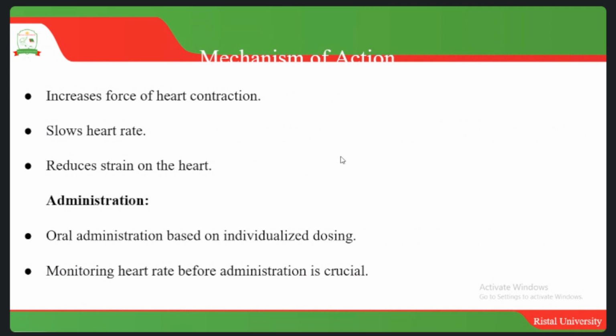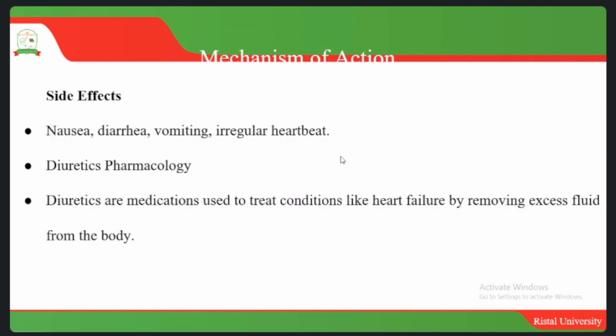Then oral administration is based on individual dosing. Monitoring heart rate before administration is very crucial, as I've already mentioned, because it is not an easy drug for you to just give a patient without advice and monitoring. The side effects are nausea, diarrhea, vomiting, and irregular heartbeat can also occur.